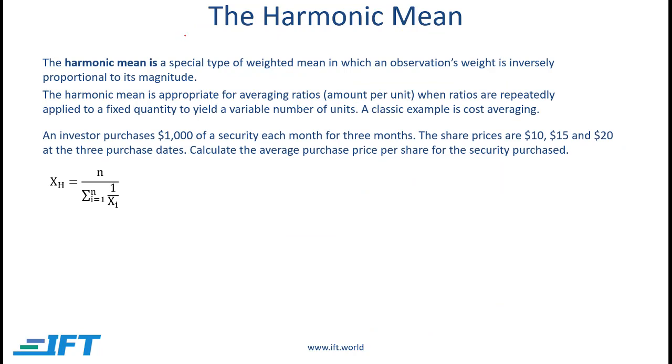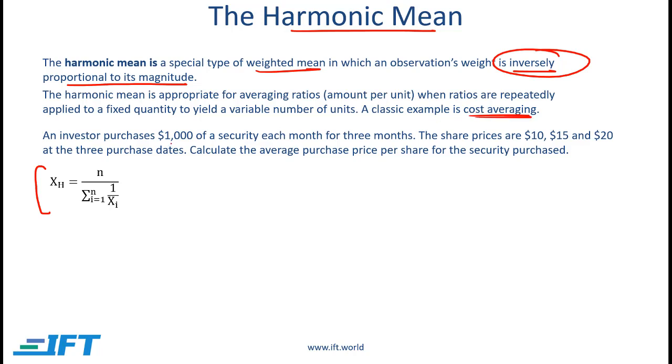The final type of mean that we will discuss in this segment is the harmonic mean. The harmonic mean is a special type of weighted mean in which an observation's weight is inversely proportional to its magnitude. And it's this inverse relationship that's reflected in the formula. I will come to this formula shortly. The harmonic mean is appropriate for averaging ratios when ratios are repeatedly applied to a fixed quantity to yield a variable number of units. A classic example here is cost averaging.